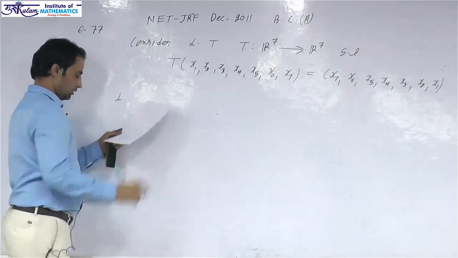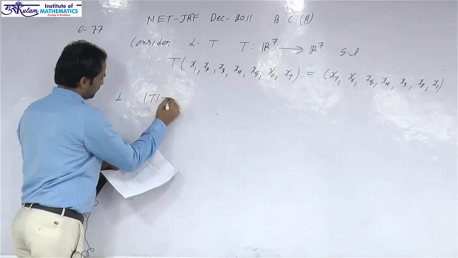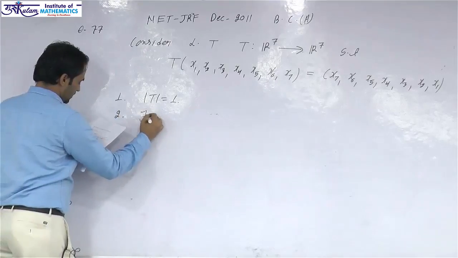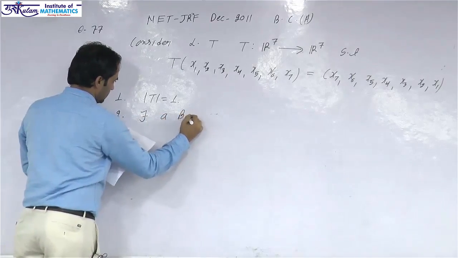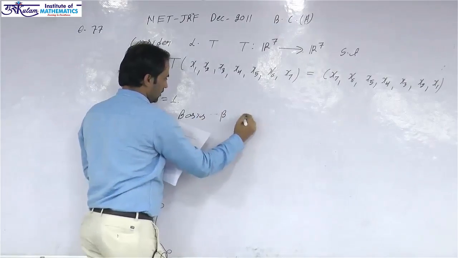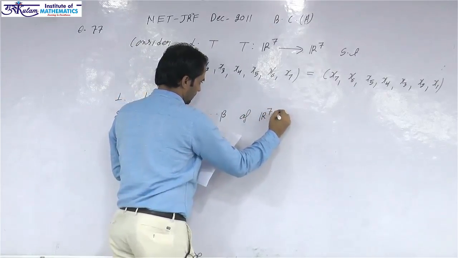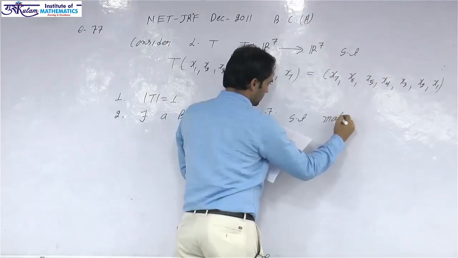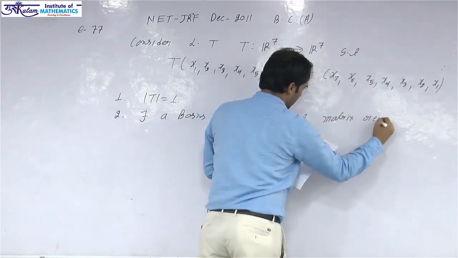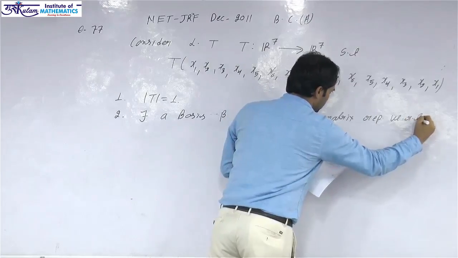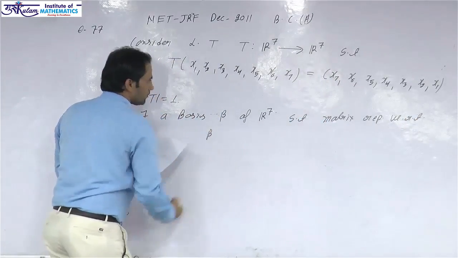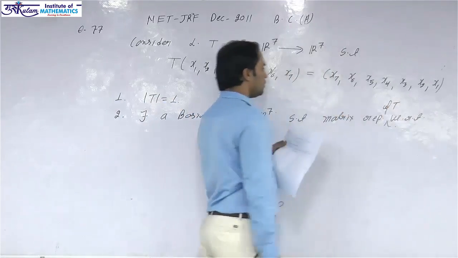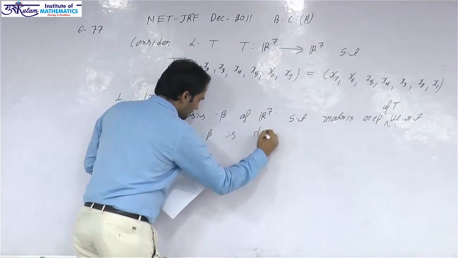So the first option is the determinant of T is 1. The second option is there exists a basis, say beta, of R7 such that the matrix representation of T with respect to beta is a diagonal matrix.